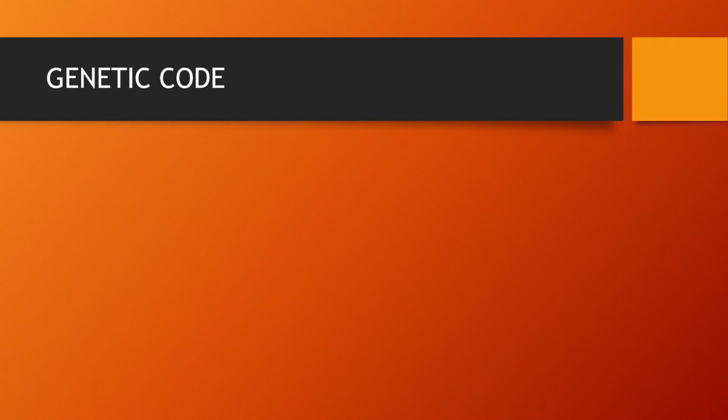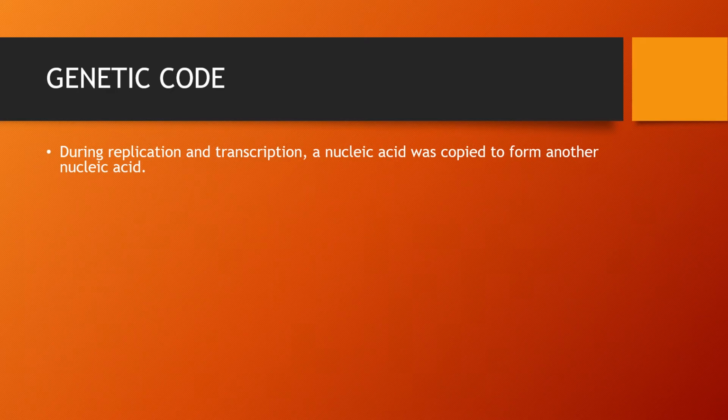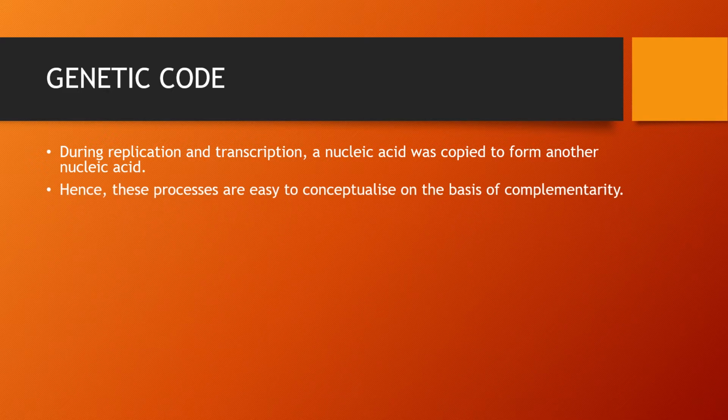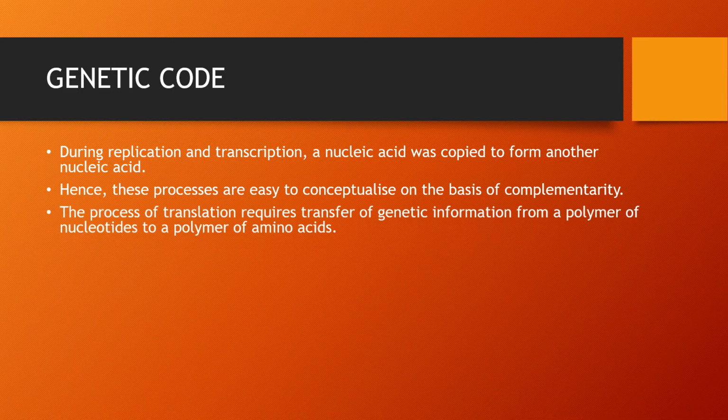Let's learn about genetic code. During replication and transcription, a nucleic acid was copied to form another nucleic acid. Hence, these processes are easy to conceptualize on the basis of complementarity. The process of translation requires the transfer of genetic information from a polymer of nucleotides to a polymer of amino acids.